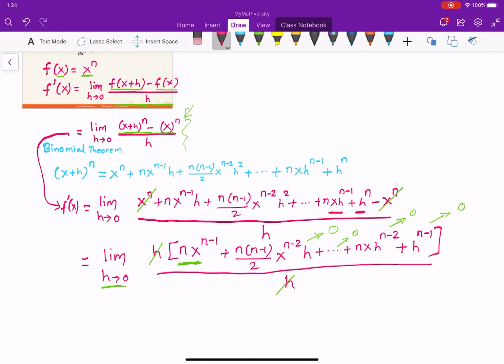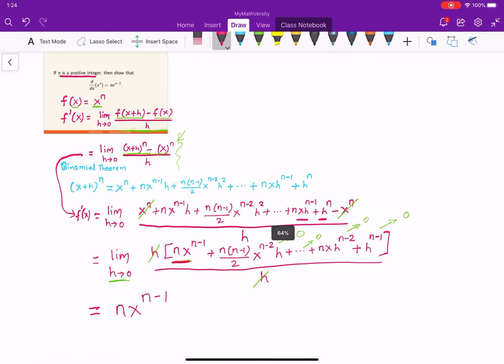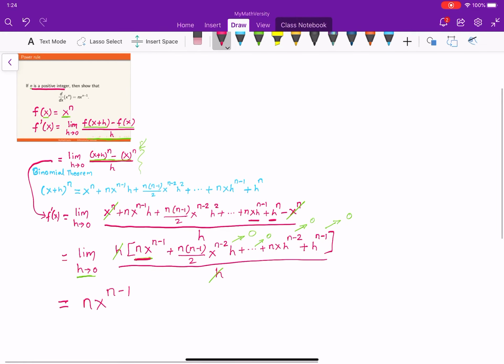So if that is the case, you can clearly see that for the difference quotient of this function x to the power n, when you take the limit as h approaches 0, we just get n times x to the power n minus 1, right? So that's how we get it, because this is the only term left over. So this is the derivative of x to the power n, which is actually known as the power rule. Okay, and you can also consider this as a proof of the power rule when n is a positive integer.